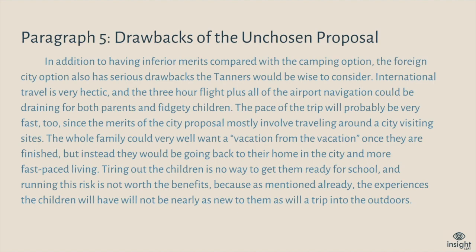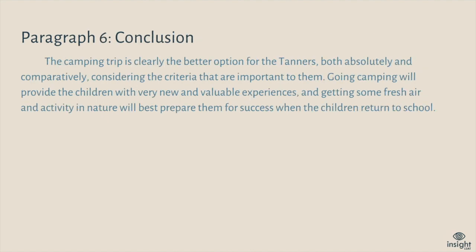Kind of like paragraph 2, when I listed the merits of my proposal. In paragraph 5, I'm just listing the drawbacks of the unchosen proposal and saying a little bit more about them, right? So that's where I have the international travel, the flight, the fast pace of the trip, the vacation from the vacation, and blah blah blah. And I finish it off by saying that this is no way to get them ready for school, and I mention again the relaxation criteria and the experience criteria. Those are coming into it.